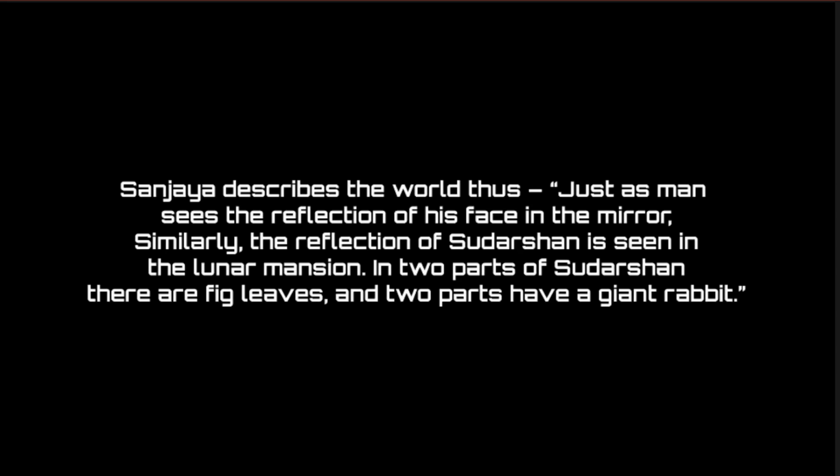So Sanjay describes the world thus: just as a man sees the reflection of his face in the mirror, similarly the reflection of Sudarshan is seen in the lunar mansion. In 2 parts of Sudarshan there are fig leaves, and in 2 parts there is a giant rabbit.